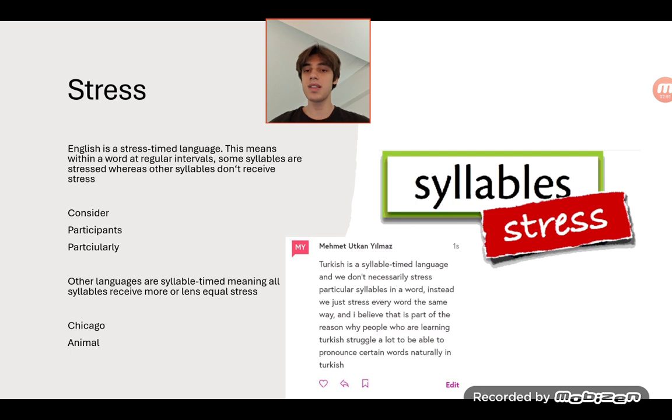Consider participants particularly. But there are some other languages that are syllable time, meaning all syllables receive more or less equal stress. For example, some languages pronounce the word Chicago like Chicago, or the word animal like animal.